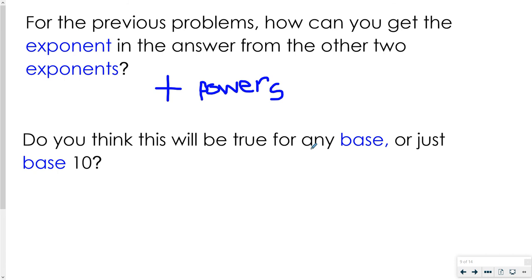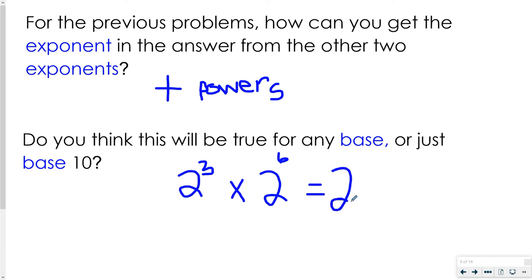So do you think this will be true for any base or just base 10? So if I have 2 to the third times 2 to the, I don't know, let's say 6th, would the answer be 2 to the 9th? Do you think it holds, right? It's what we did for base 10. Should it be any different for base 2? Again, mathematics is patterns, so no, there is no difference.